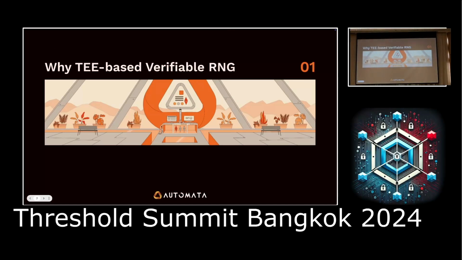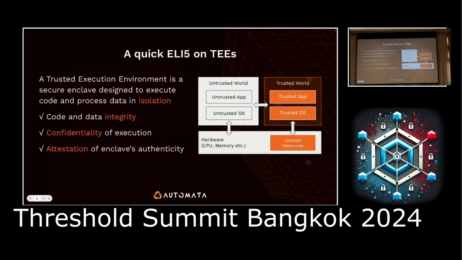So, why TEE-based verifiable RNG? Before we talk about this, I will give you a summary on TEEs. TEE means Trusted Execution Environment. It is a secure enclave designed to execute code and process data in isolation. There are some key features for TEEs. The first one is code and data integrity, which means the running code and data match what we are expecting, and the data cannot escape from outside the enclave.